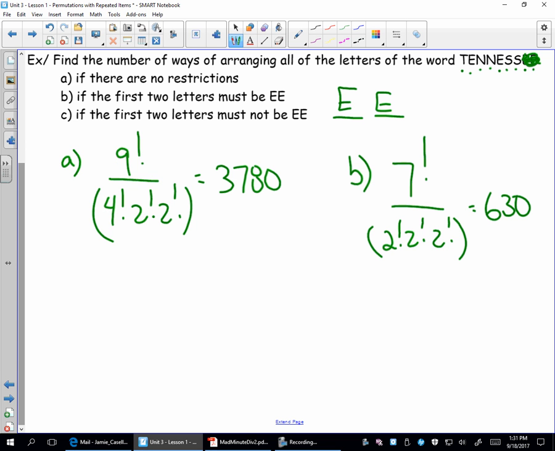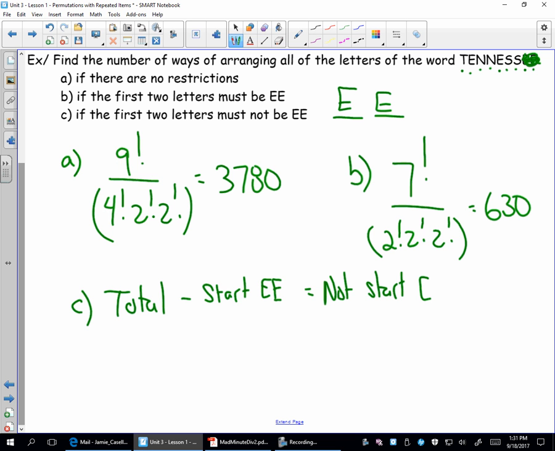630. What if the first 2 letters must not be EE? Well, that's one of our counting techniques, right? If we take our total and subtract start EE, what are we left with? We're left with ones that are not starting EE, the complement, if you will. So our total is 3,780. The ones that start with E and E are 630. And we're left with 3,150 ways that are not EE.